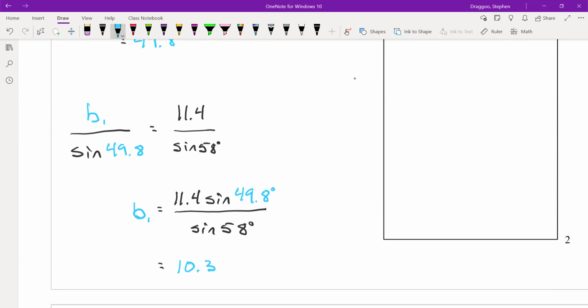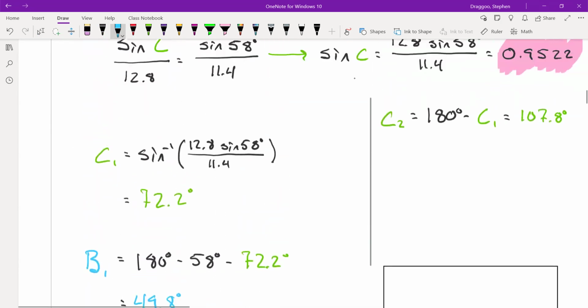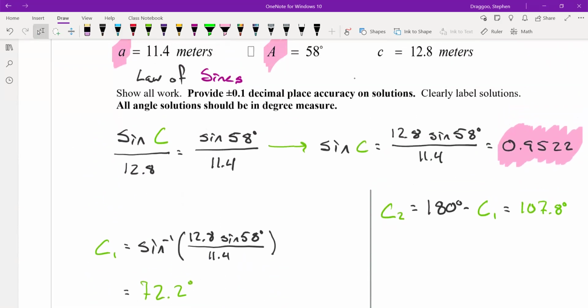Once again, I want to make sure that I've got the correct units going on here. If I scroll back up to the top, I'll see that I was measuring my lengths in meters this time, so that should be 10.3 meters. Back to our given information, both A and C, top of the screen, are given in meters, so I want to make sure I use those units.